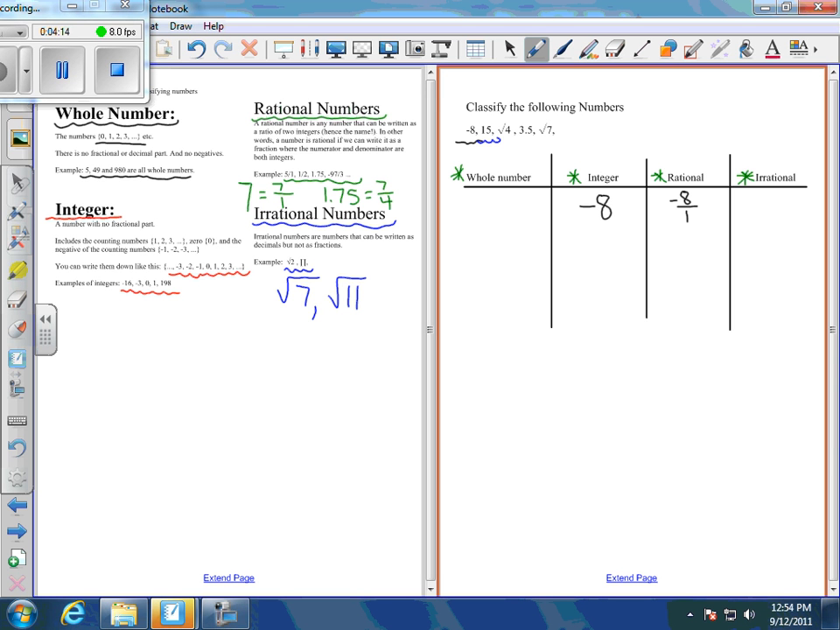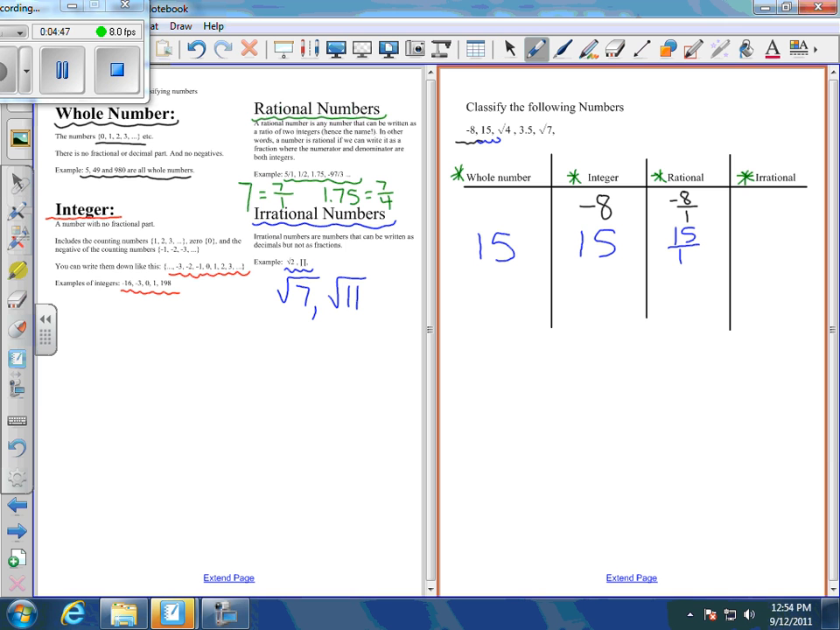15 falls into the category of whole numbers because it is positive and it is also part of our counting numbers. 15 is also an integer because the set of whole numbers falls inside the set of integers. 15 is also a rational number because it can be written as a fraction of 15 over 1.